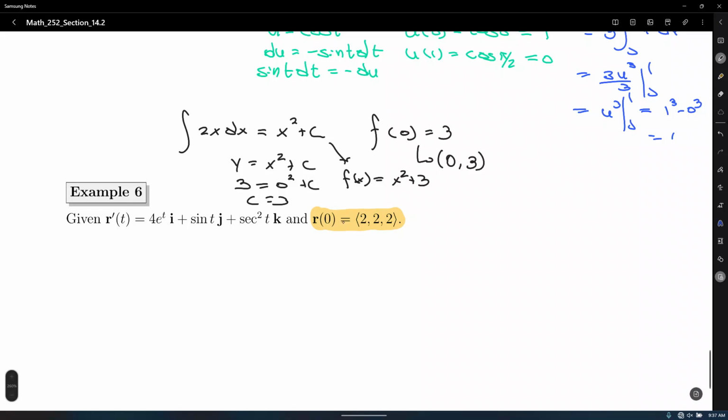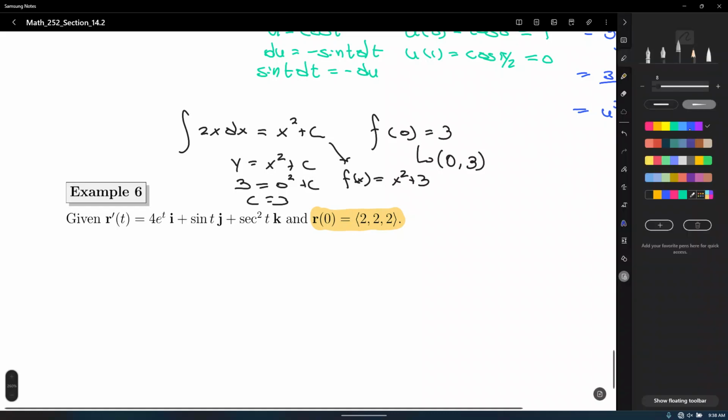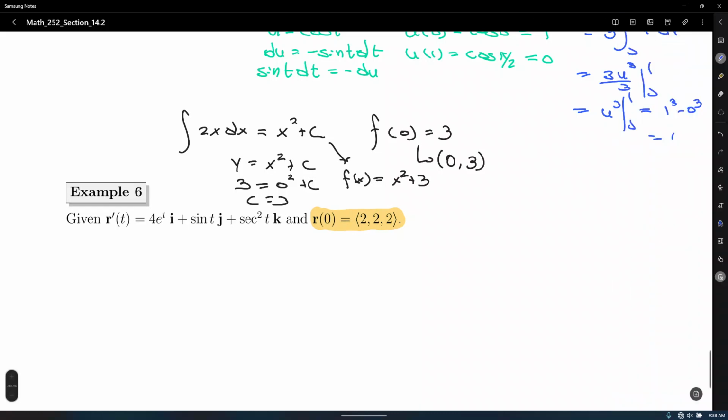Well, so yes, technically it's a function notation, but as a vector notation, vector function notation. That means r of 0 equals the vector 2, 2, 2. So in this case, we're going to solve 3 of these problems in the same one. All right. So the integration shouldn't represent the challenging part. It's just what we're going to do next with the result.